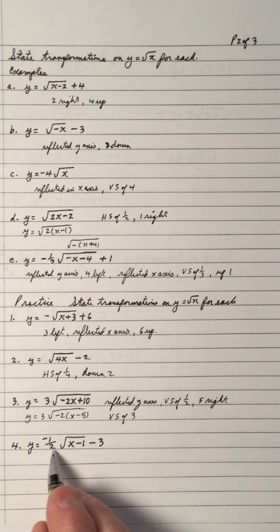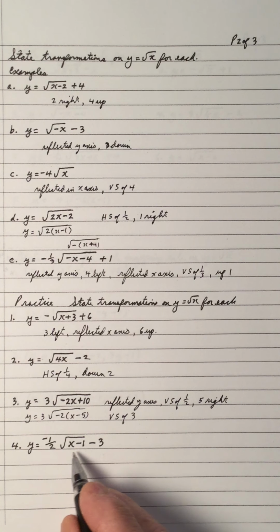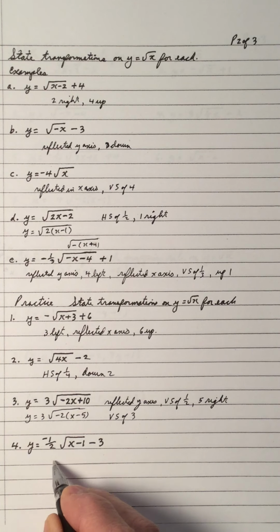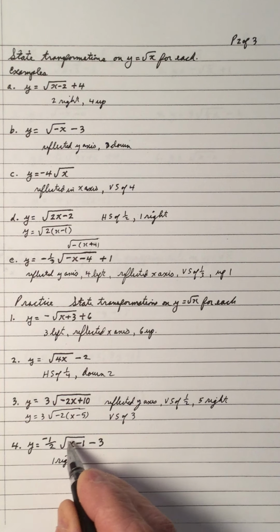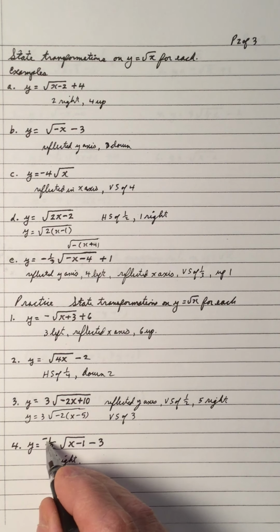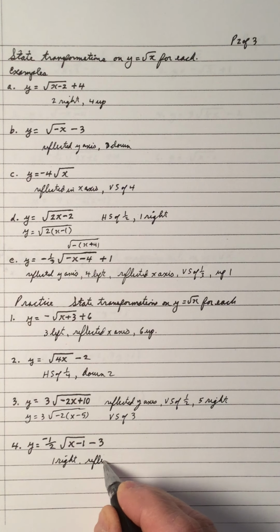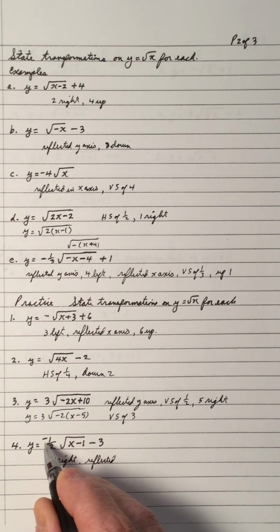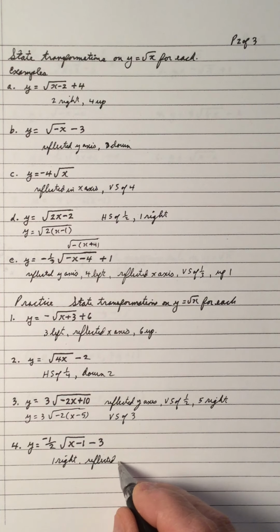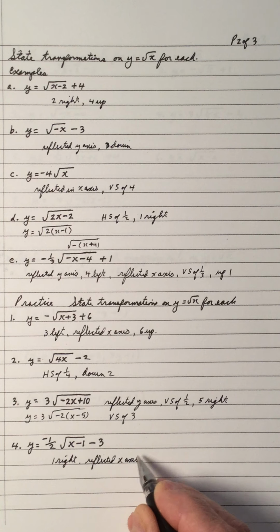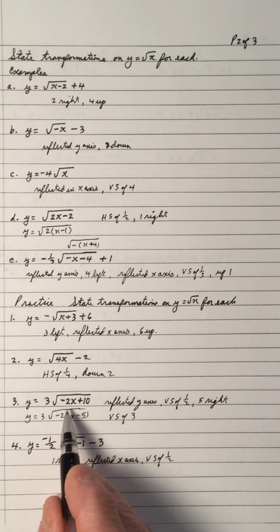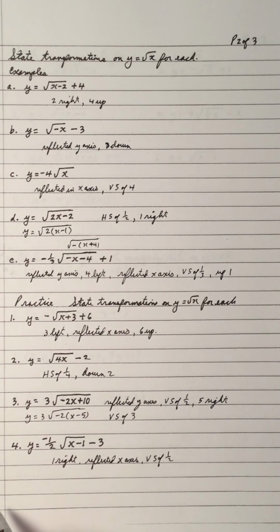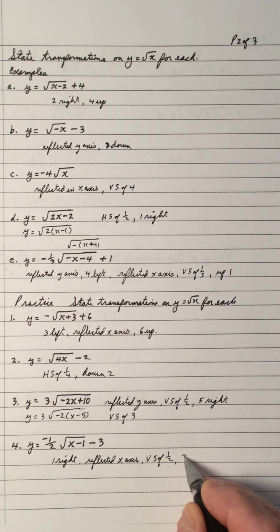Number 4, y equals negative 1/2 root of x minus 1, subtract 3. Let's look at the x. X minus 1 is a plus 1, so it's 1 right. Everything is done with the x. Let's look at the outside now, in terms of the y. Because it's negative, it's reflected in the x-axis, making it go downward instead of up. It has a vertical stretch of 1/2. Remember, there's a 1/2 times, so you don't change it. You only change it when it's inside with the x, as a reciprocal. And negative 3 is 3 down.